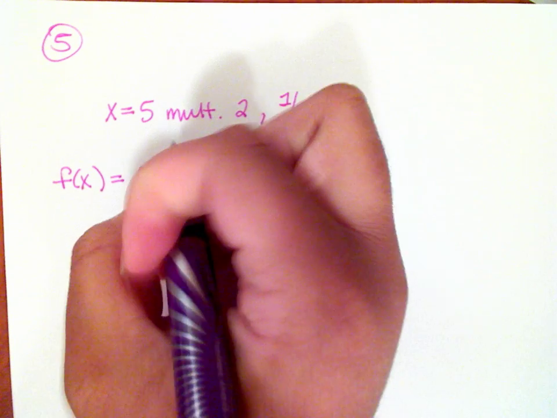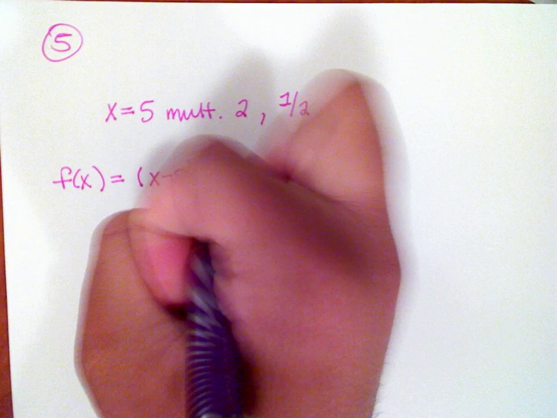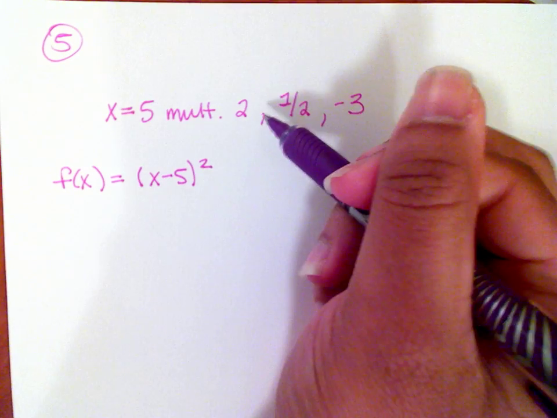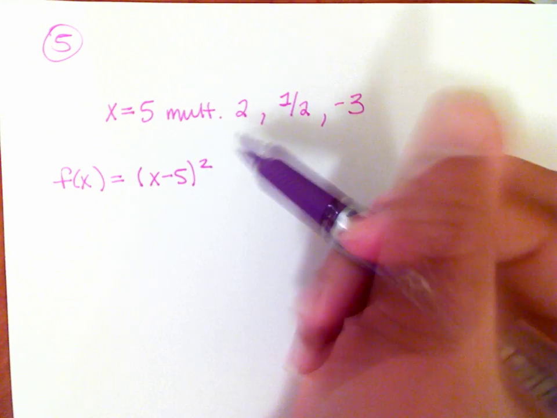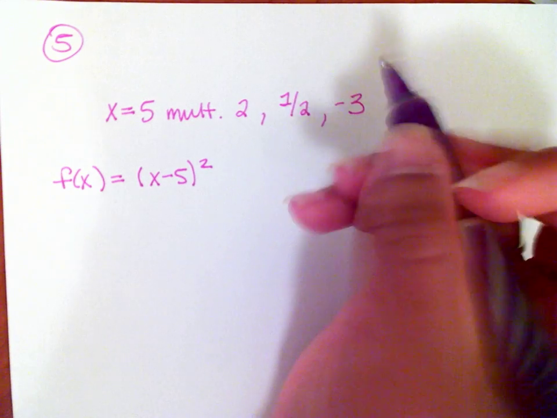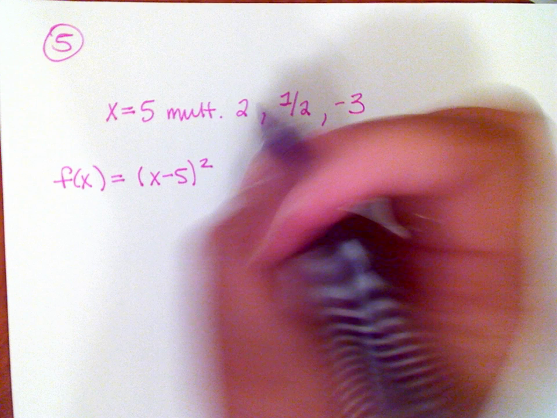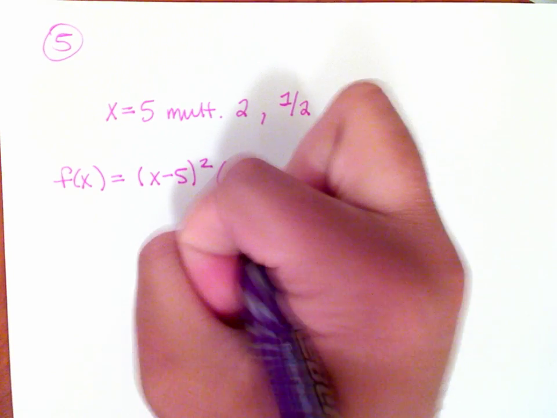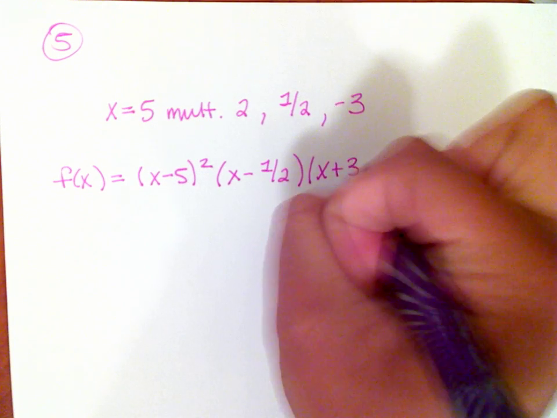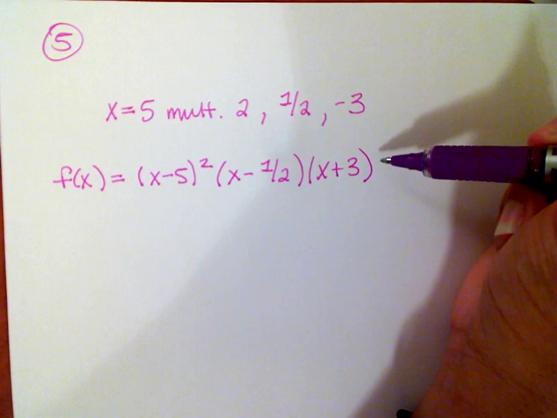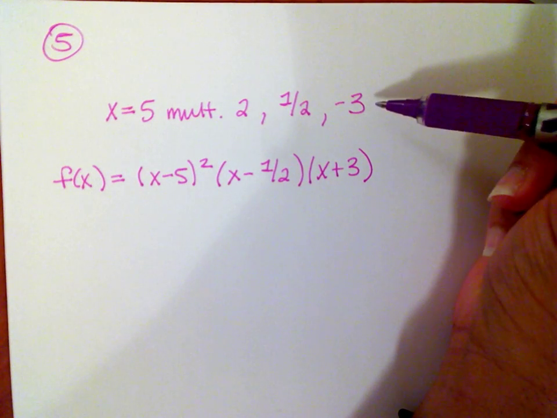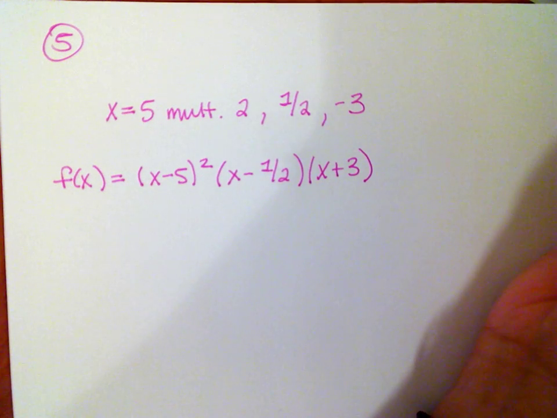5 multiplicity 2 means that our factor would be x minus 5 quantity squared. We square it because of the multiplicity of 2. If it was a multiplicity of 3, then we'd cube it. So the exponent is directly related to the multiplicity. Our other factors would be the quantity x minus 1/2 and x plus 3. We always write factors as x minus the root. In this case our root is -3, so x minus a -3 gives us x plus 3.